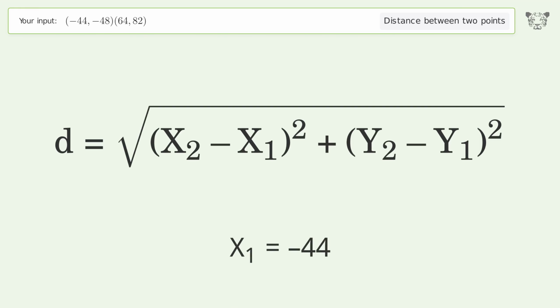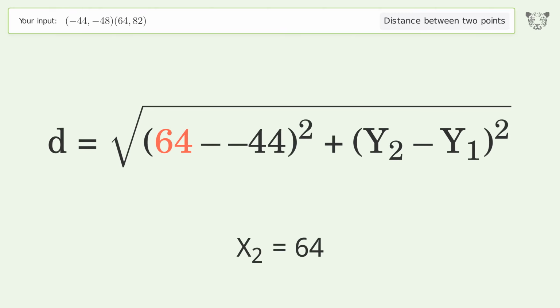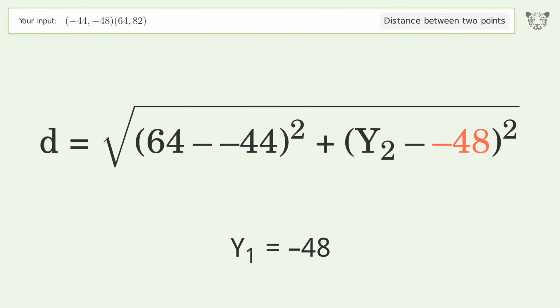x1 equals -44. x2 equals 64. y1 equals -48. y2 equals 82.